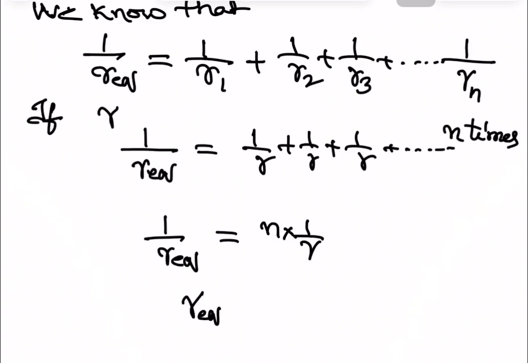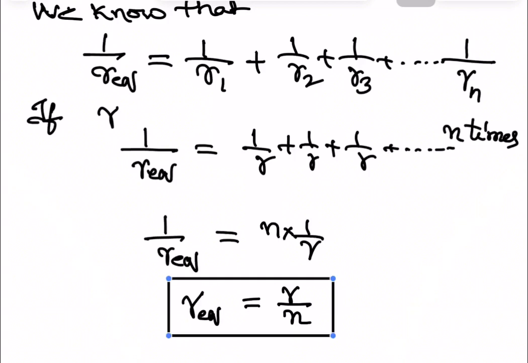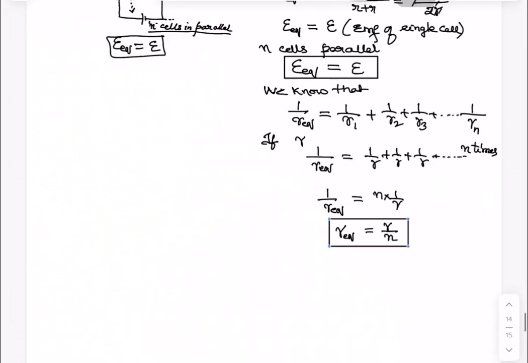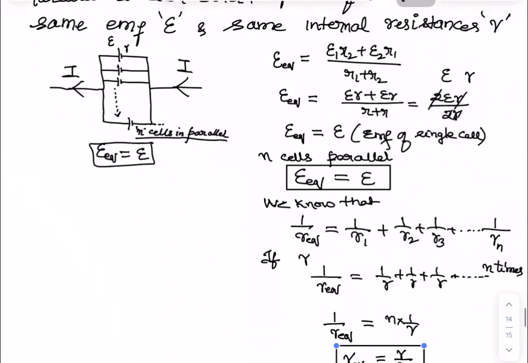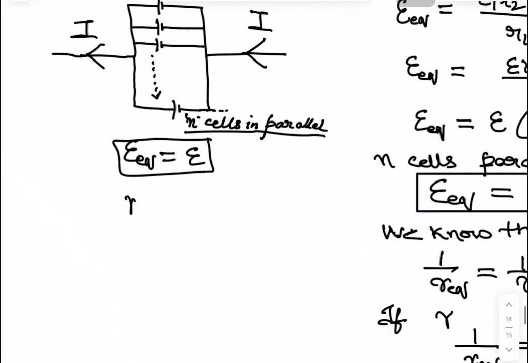So, that means if the internal resistance of a single cell is R, it gets decreased n times. So, that means internal resistance is greatly reduced. This is the advantage of cells connected in parallel. If the internal resistance of the cells is very high, it is greatly reduced. Now, just write down the equivalent resistance of this combination, each having the same internal resistance, as R by n.